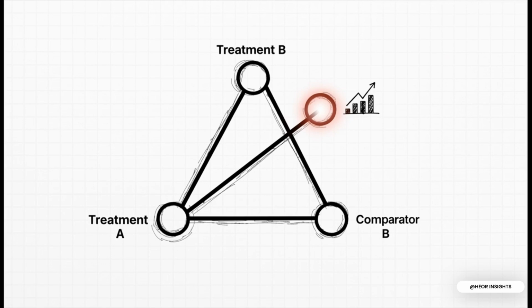And finally, we have mixed evidence. This is where the real power of NMA comes in. When we have both a direct trial of A versus B and indirect evidence of A versus B through a common comparator, the NMA combines both sources. This integration gives us a more precise and robust estimate of the treatment effect.